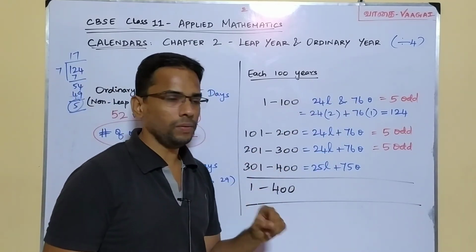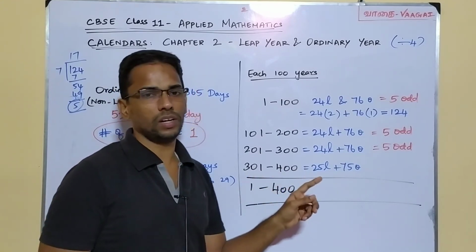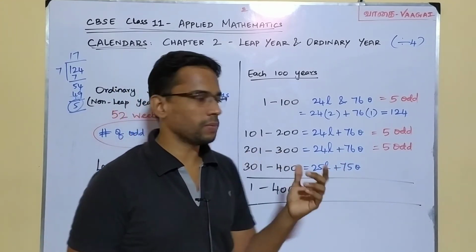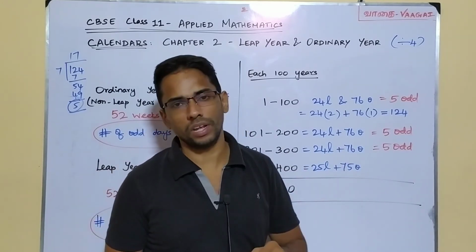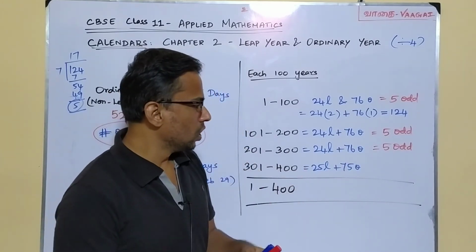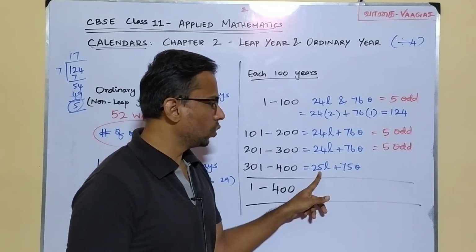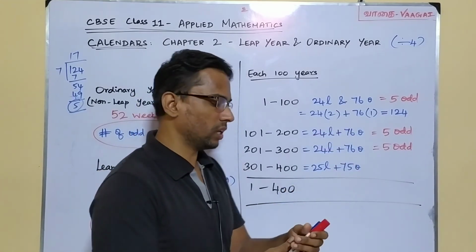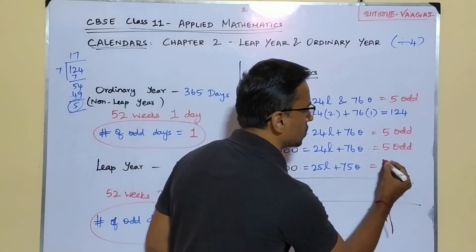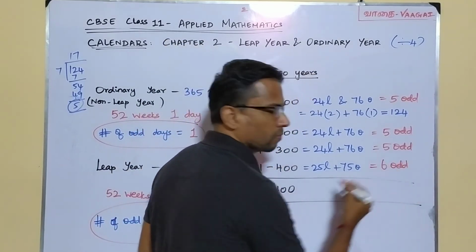But here what happened? For the next set of 100 years, I mean 301 to 400, you have 25 leap years and 75 ordinary years. So in this case, you will have 1 year with 2 extra days and 1 day less than here. So in that case overall I will have 6 odd days. Is it or not? Yes.